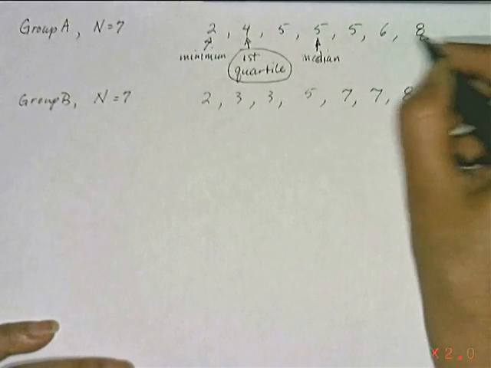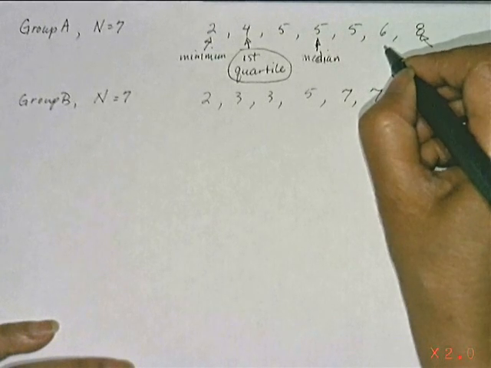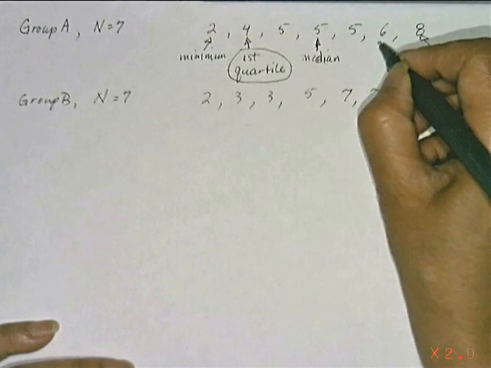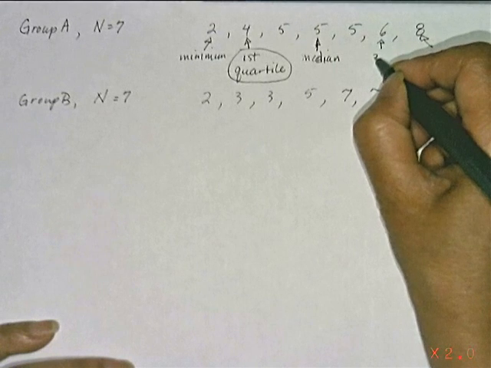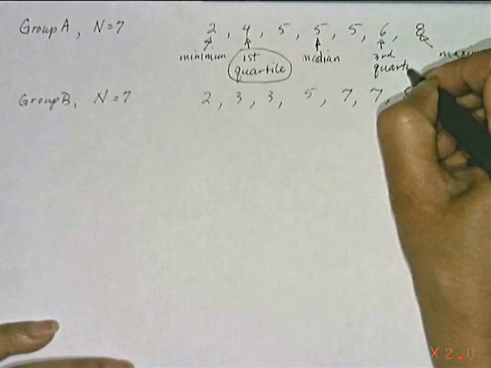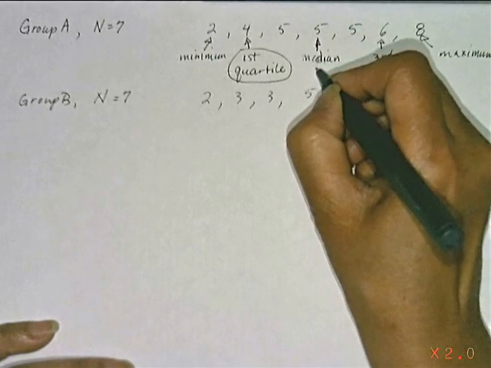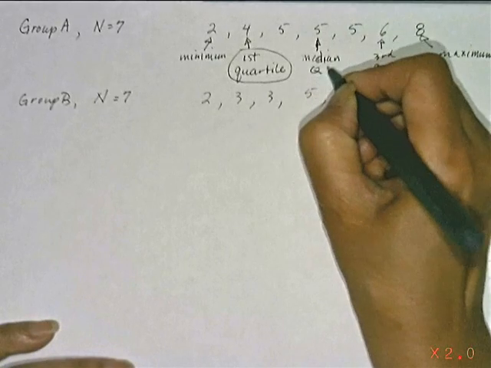The number that splits the top group of three numbers into two equal groups is this one, which is called the third quartile. And you're probably wondering what happened to the second quartile. Well, the second quartile is the median here. So let's just call it, for convenience, Q2.